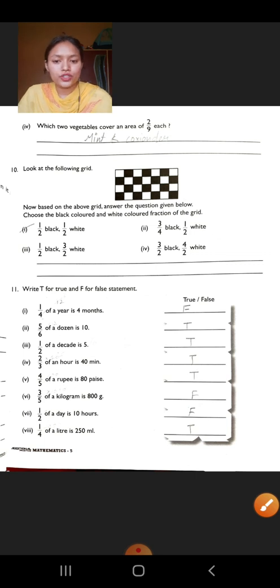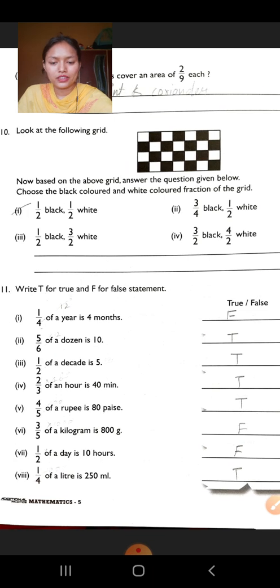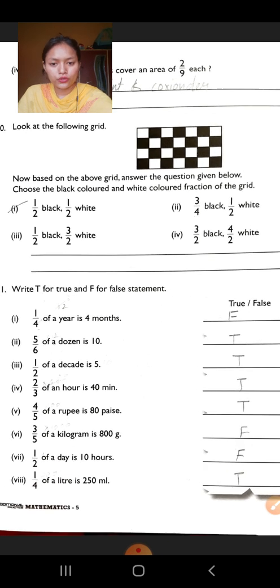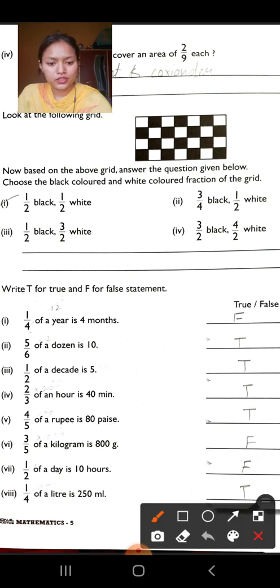Now question number 11. In this question number 11, you have to find true or false. Now you know 1/4 of a year is 4 months. 1/4 of a year is 4 months. True or false? Now let's find.